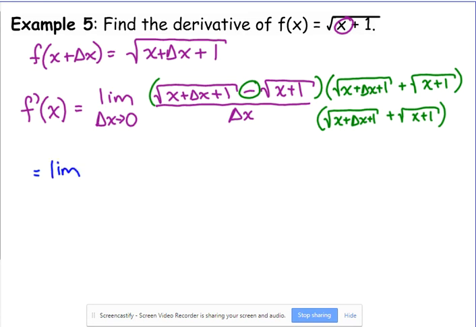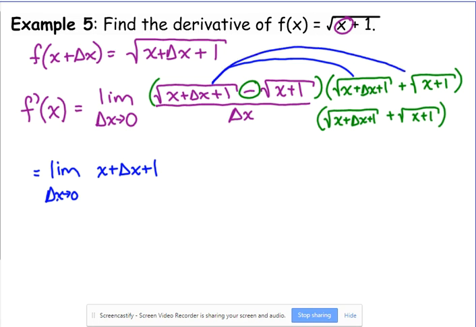So let's see what happens when we multiply this out here. When we multiply the square root of x plus delta x plus 1 by the square root of x plus delta x plus 1, square root times the square root of the same thing just leaves you with what's under that square root. So x plus delta x plus 1. The outside is plus those two square roots times each other. The inside is minus those two square roots times each other. Okay, that's what's supposed to happen.